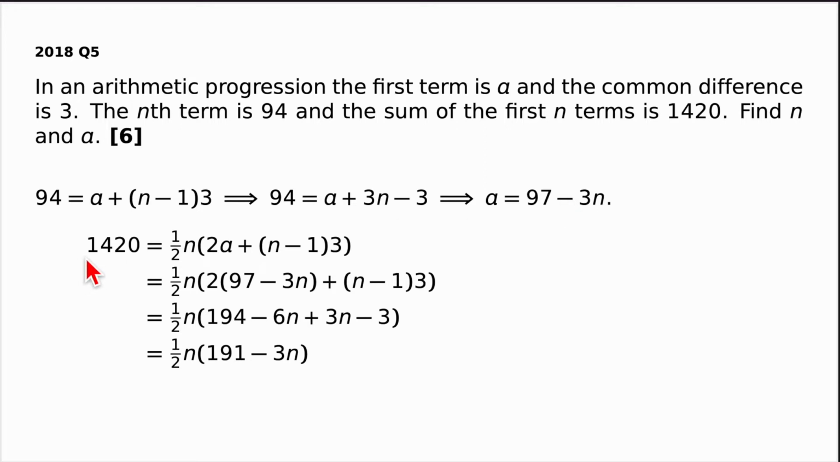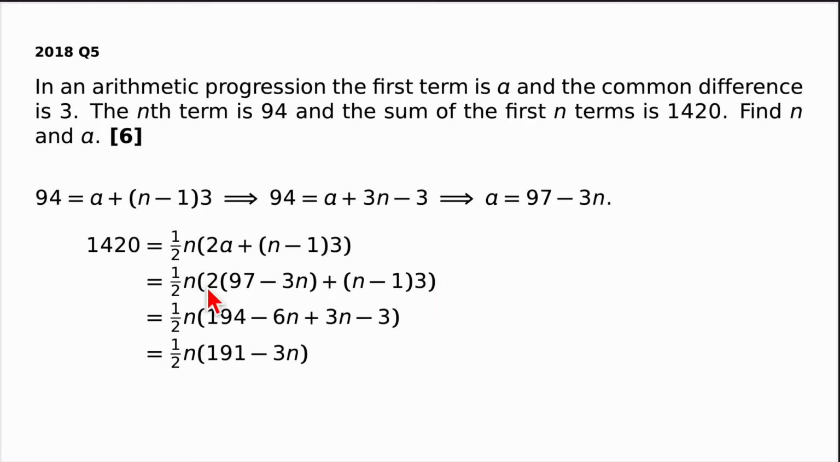So the other expression was for the sum of the first n terms, and we know that the answer is 1420, and so that's going to be equal to a half n brackets 2 lots of the first term, which we don't know, plus n minus 1 times the common difference 3. So substituting this into a, we're going to get 1420 is equal to an expression only involving n, which hopefully we can solve.